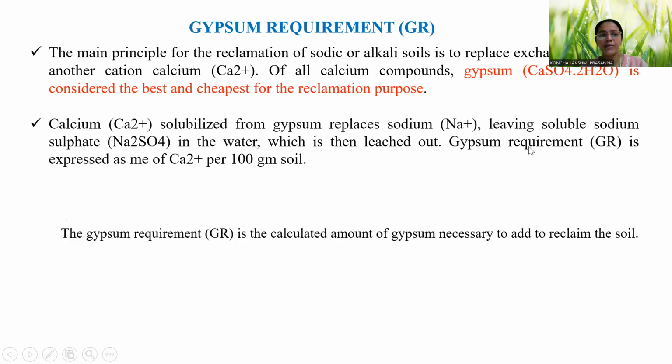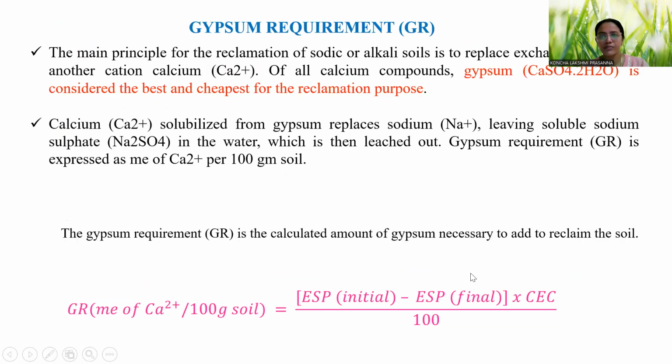Gypsum requirement is expressed in milliequivalent per 100 grams of soil. The formula of gypsum requirement is exchangeable sodium percentage initial minus exchangeable sodium percentage final, divided by 100, multiplied by CEC. So this is the formula used for the gypsum requirement of alkali soil or the sodic soil. As gypsum is the best and cheap amendment, it is mostly used as a reclamation measure for the alkali soil.